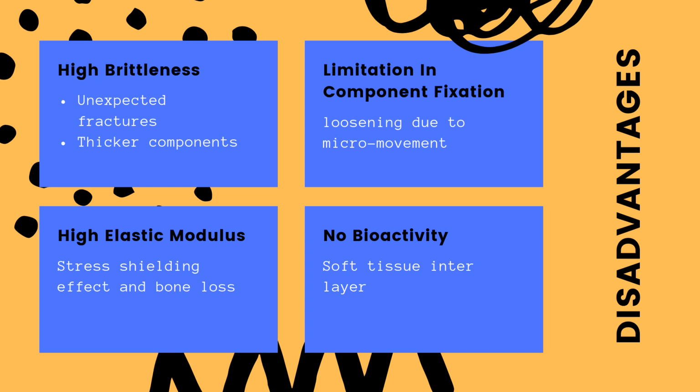As for the disadvantages, ceramic scaffold has high brittleness, which means it has unexpected fractures and requires thicker components. Besides that, ceramic scaffold also has a limitation in component fixation. Next, ceramic scaffold has a high elastic modulus that causes a stress shielding effect and bone loss. Lastly, ceramic scaffold does not have bioactivity, which can cause a soft tissue interlayer.